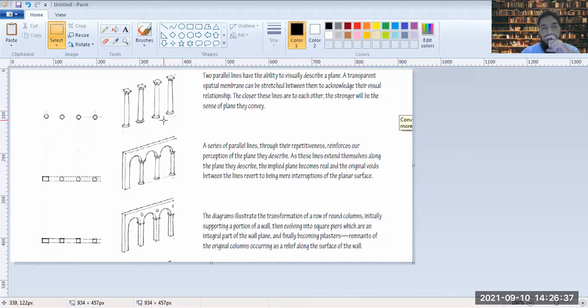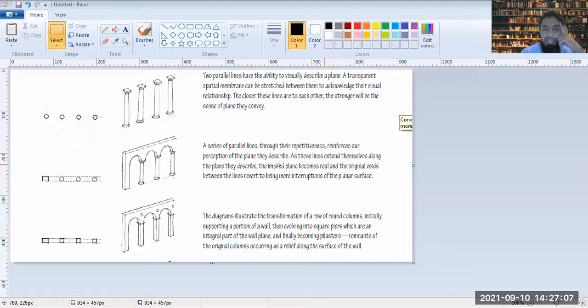Now, if they are far away from each other, they will not be able to convey the sense of being in a plane, that is, a surface. Although they are not connected with each other, these are individual line elements, they can form a plane. Next, you have a series of parallel lines. Now they are repetitive, so they are giving the perception of a plane.